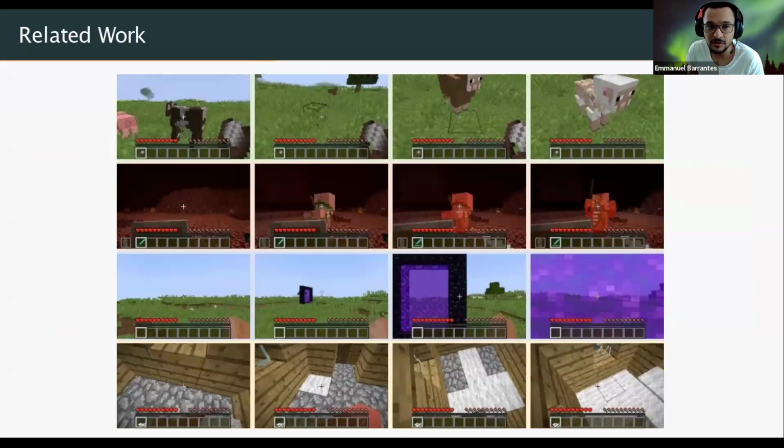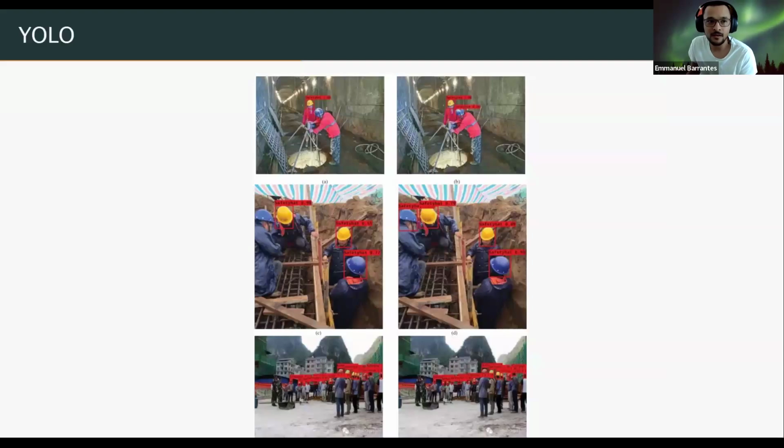Some related work: there is a research called MineDojo. It's a platform designed to drive artificial intelligence research within the game of Minecraft. This game has a three-dimensional world with a wide range of terrains and tools. It does not have pre-established objectives, and is similar to Terraria.